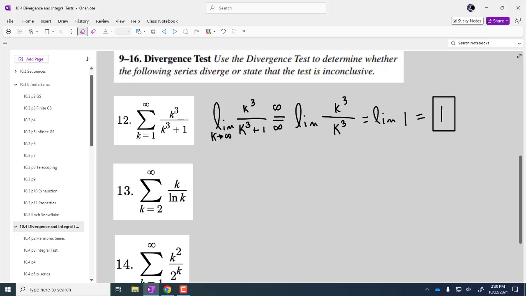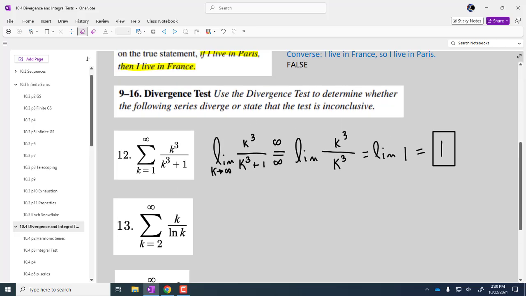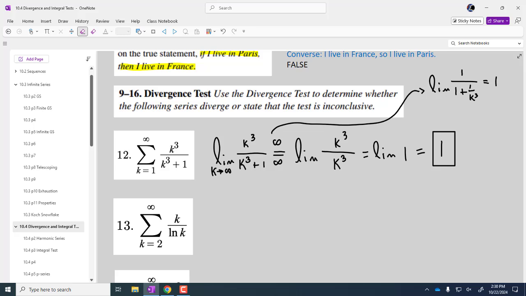You could divide everything by the highest power of k. Then it's the limit of 1 over 1 plus 1 over k cubed. And 1 over k cubed goes to 0, so this also goes to 1. So we do it that way. If you use L'Hopital's rule, you would get 3k squared over the derivative here, which is 3k squared. 3k squared over 3k squared is 1, and you're back to this. So 3 ways that you could do that limit.